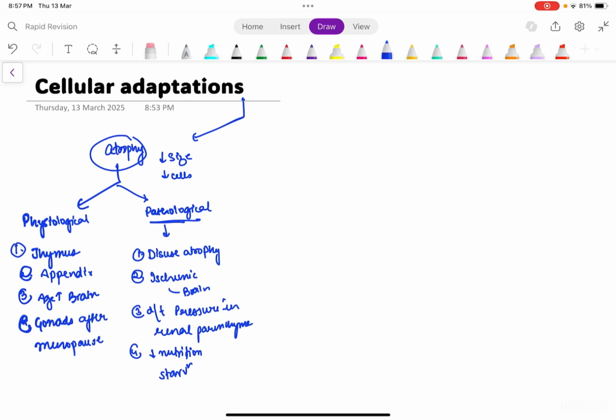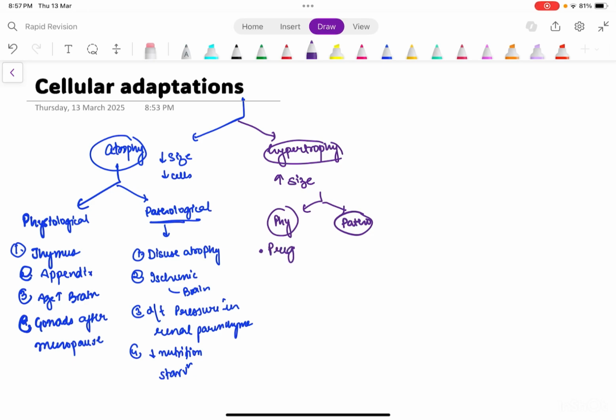Now let's talk about the second cellular adaptation, which is hypertrophy. Hypertrophy is nothing but increase in size. Now again we will talk about it in two forms. One is physiological and one is pathological. Physiological hypertrophy is pregnancy.